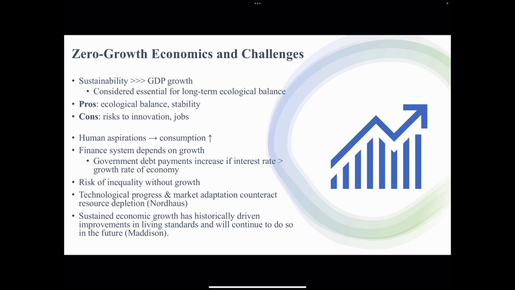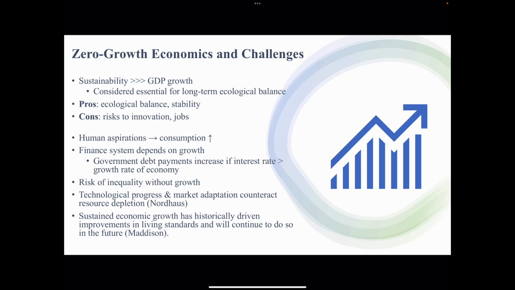Now, many are proponents of zero growth economics. Well, is that realistic? Among those who support zero growth economics, sustainability is preferred to economic growth, GDP growth. In other words, sustainability is the main target, not GDP growth. And it's considered essential for long-term ecological balance. The pros are that this protects the ecology and supposedly the long-term stability of the environment.